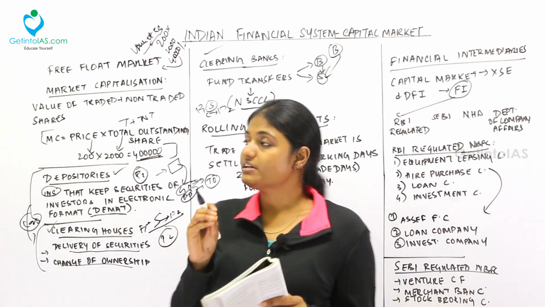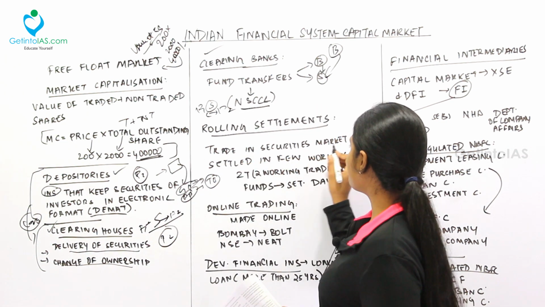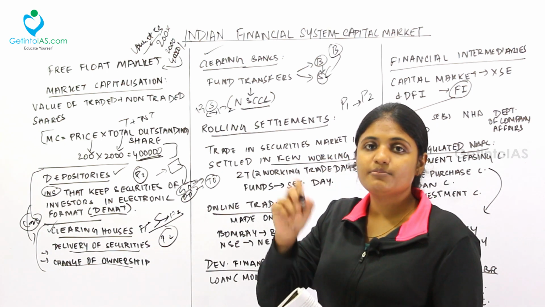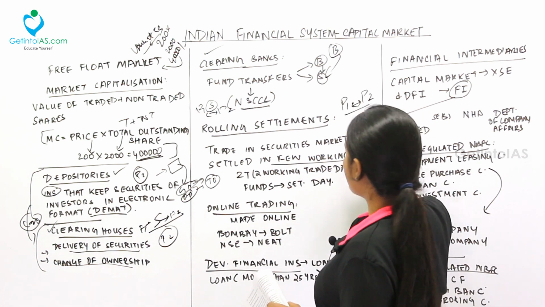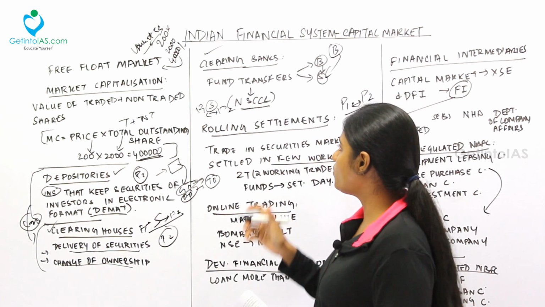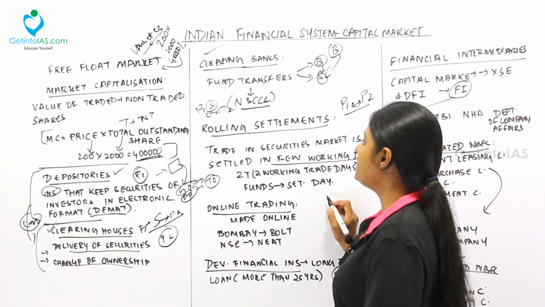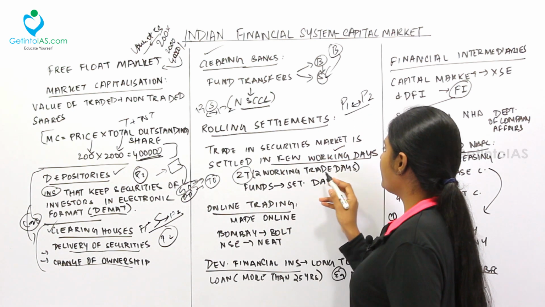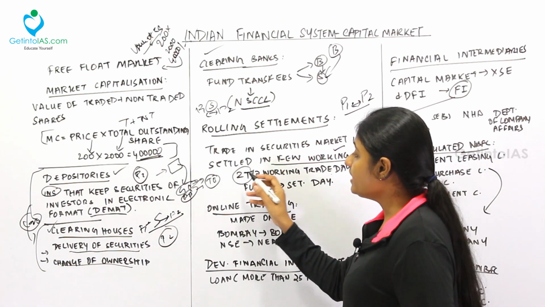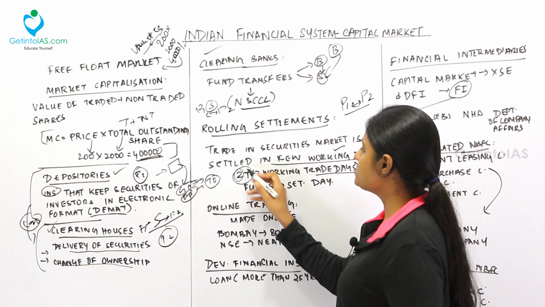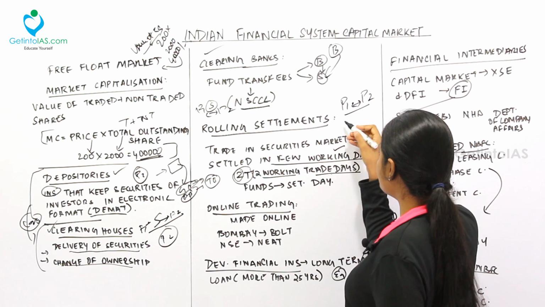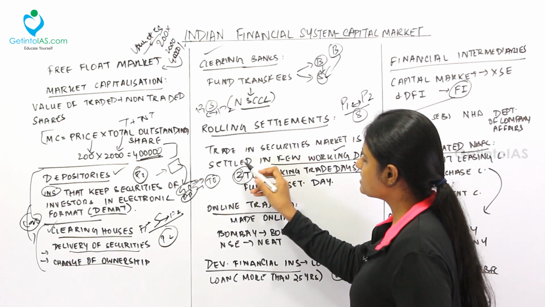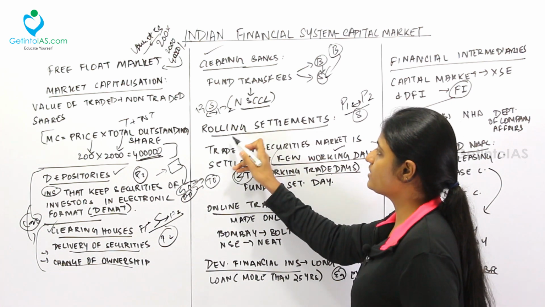Fine. So, what is a rolling settlement? Trade in securities market is settled in a few working days. Very important. See, the trade between person 1 and person 2 takes place within a few days. That is called as what? Rolling settlement. Normally, this few working days tend to be 2T. 2T means 2 working trading days. Fine. 2T means T denotes trade days and 2 denotes the number of working days. So, within these 2 days, it will be cleared. That is called as rolling settlement.